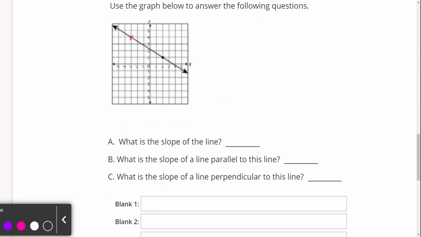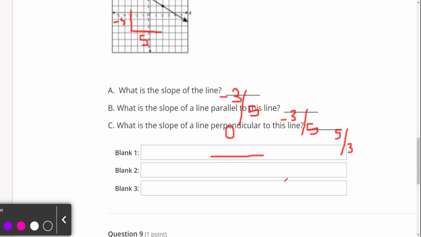What's the slope of this line? Negative 3 over 5. What's the parallel line slope going to be? Parallel has that equal sign in it, right? It's turned the wrong way, but it is definitely an equal sign. And then perpendicular, what do I have to do from the warm-up? Flip it and change the sign. So negative 3 over 5 turns into positive 5 over 3. Okay.